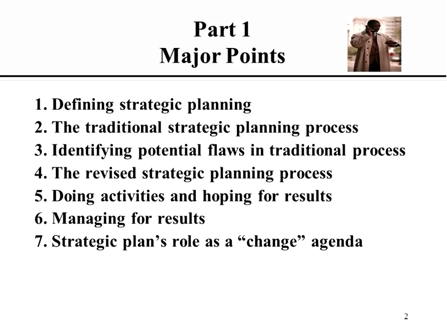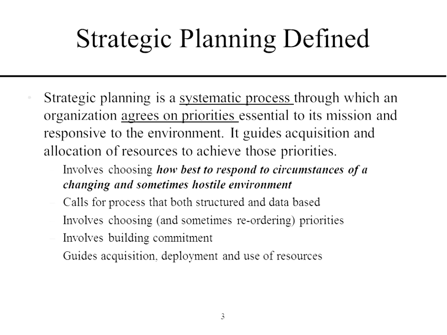In the first part about the process, we're going to define strategic planning, discuss the traditional strategic planning process, bring up flaws that we've mentioned in the first lecture about how that traditional process unfolds, and revise it just a bit. We're going to discuss a concept that I believe plagues many organizations called doing activities and hoping for results, as opposed to an alternative way of planning and managing called managing for results. And we're going to talk about strategic planning and its role as a change agenda.